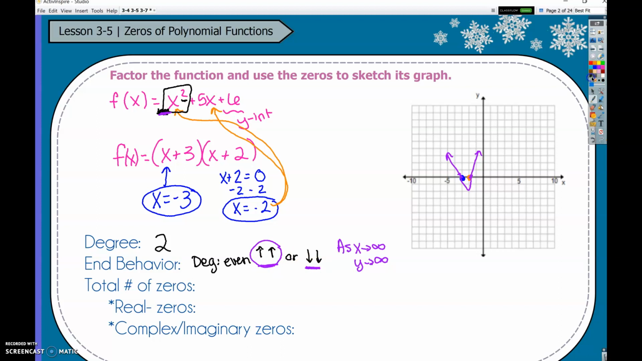You could recall also, just a side note, that if it was an odd degree, your end behaviors would be in opposite directions, depending on your leading coefficient being positive, in this case, or negative. Now, for number of zeros, in this case, we see those 2 zeros. They both seem pretty real to me, and there are no imaginary ones. But let's kick up the power a little bit.